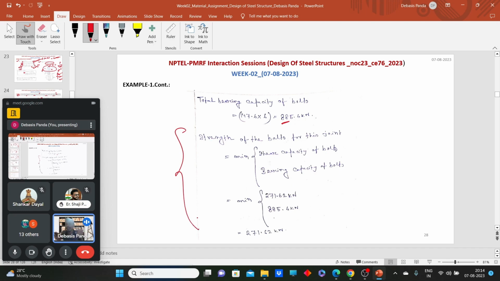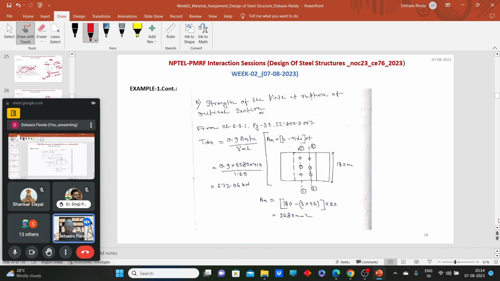What will be the strength of the bolts for this joint? For a single bolt, we can calculate. Now for the entire joint, what will be the strength of bolts? So it will be the minimum of shear capacity of 6 bolts or bearing capacity of 6 bolts. So here the shear capacity is less, and in most of the cases, the shear capacity is less than the bearing capacity. So now we can understand the strength of the bolts for this joint. It's 271 kN.